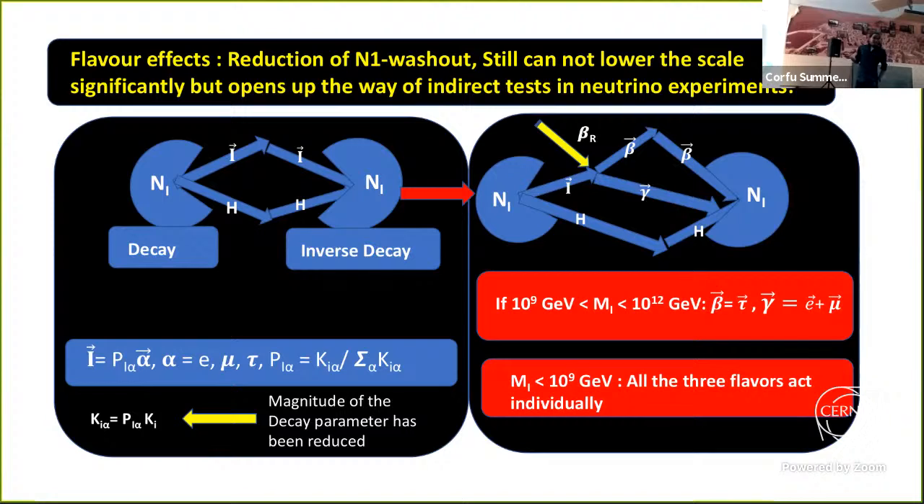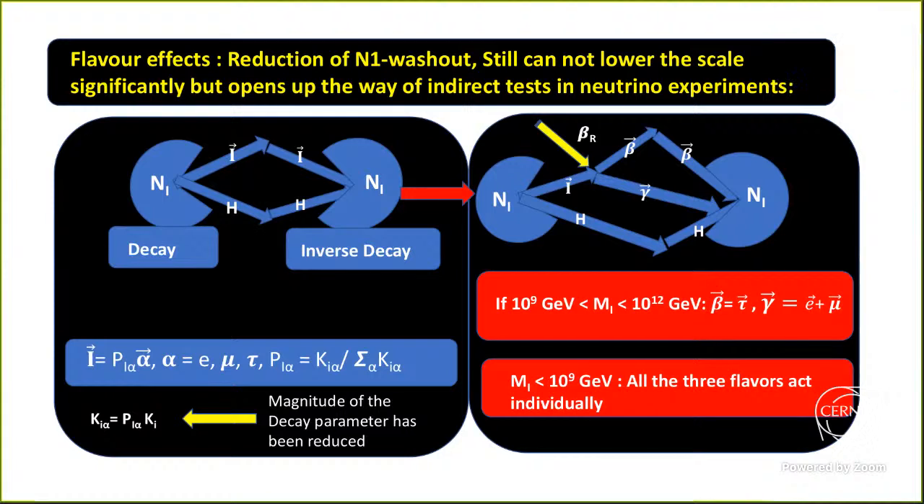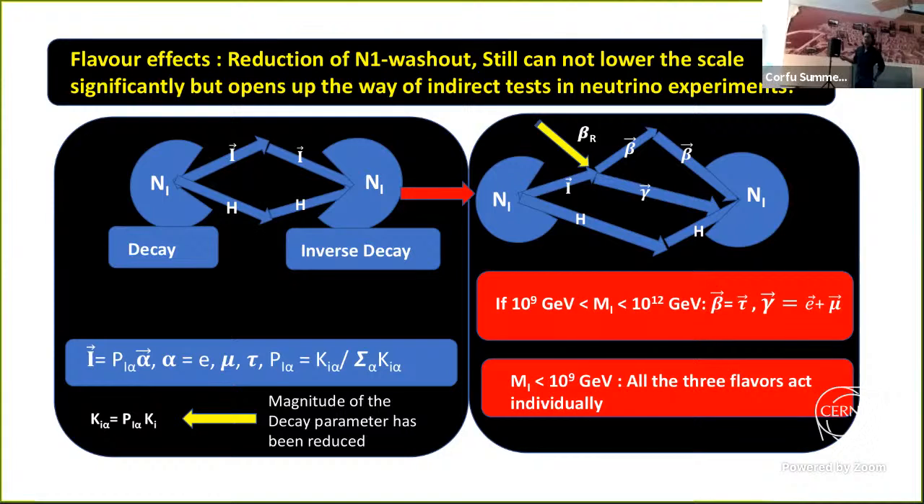So once you include flavor effects in leptogenesis, basically there are two kinds of effects you include in a theory. Firstly, you can relate the CP asymmetry parameter, which is responsible for generating lepton asymmetry, with neutrino mixing. And also, the inclusion of flavor effects basically reduces the washout effect.